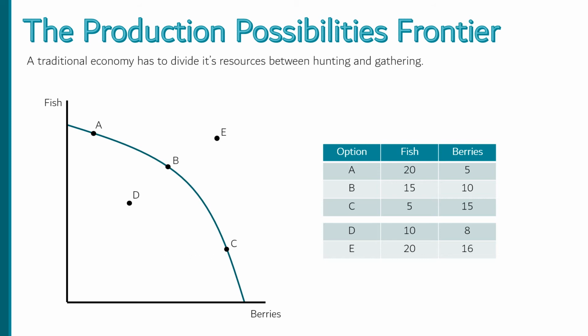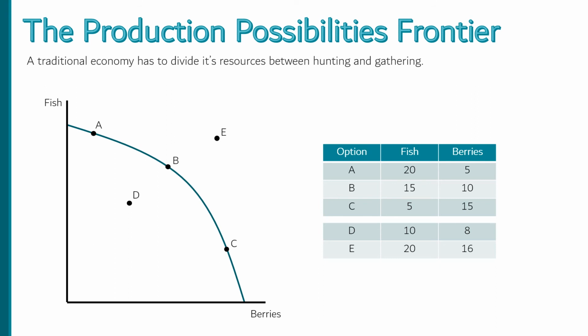We should also think about points D and E. Point D lies below the PPF. On the chart, we can see that we get 10 fish and 8 berries. This is definitely obtainable, but it means some members of the tribe aren't pulling their weight. If everybody was working and doing their part, we could have more fish and more berries at option B with 15 fish and 10 berries. So while D is achievable, we can do it if that's what we want, it isn't efficient.